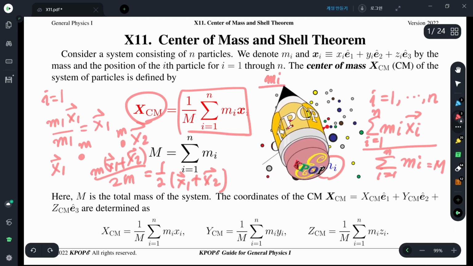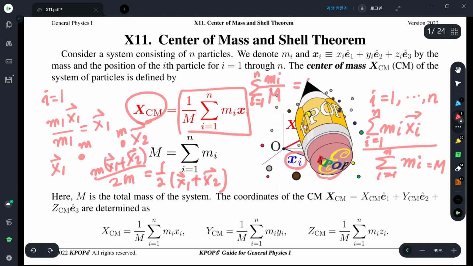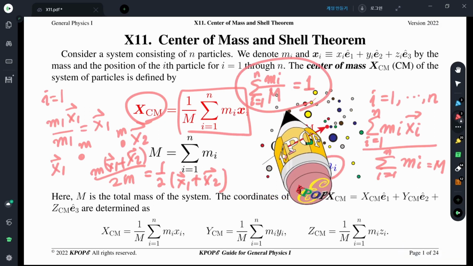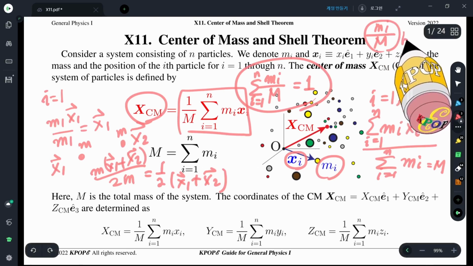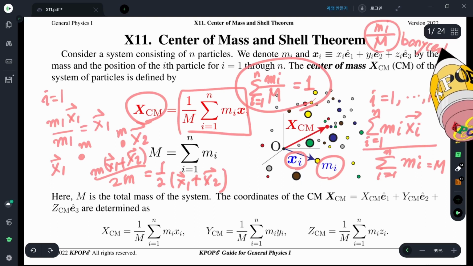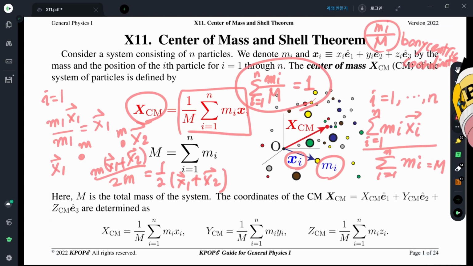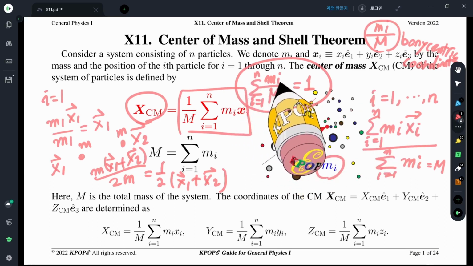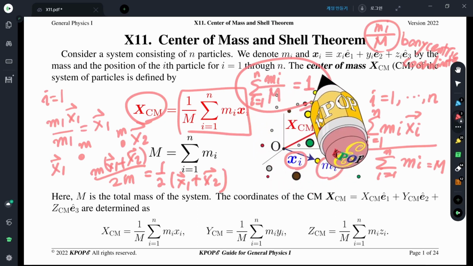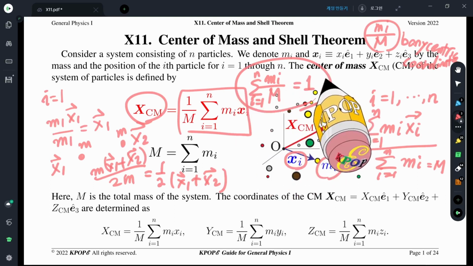Actually, the sum of m_i over M, with i running from 1 to n, is 1. This is a kind of probability distribution. And this m_i over M can also be called the barycentric coordinate. These barycentric coordinates are a linearly dependent coordinate system, because even though there are n coordinates, because of the constraint, it has only n minus 1 linearly independent coordinates.